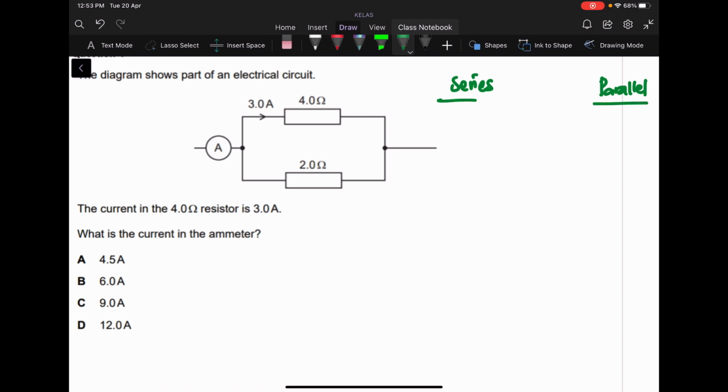Okay, so anybody wants to tell me what's the difference between series and parallel circuit in terms of its current, their voltage and their resistance?